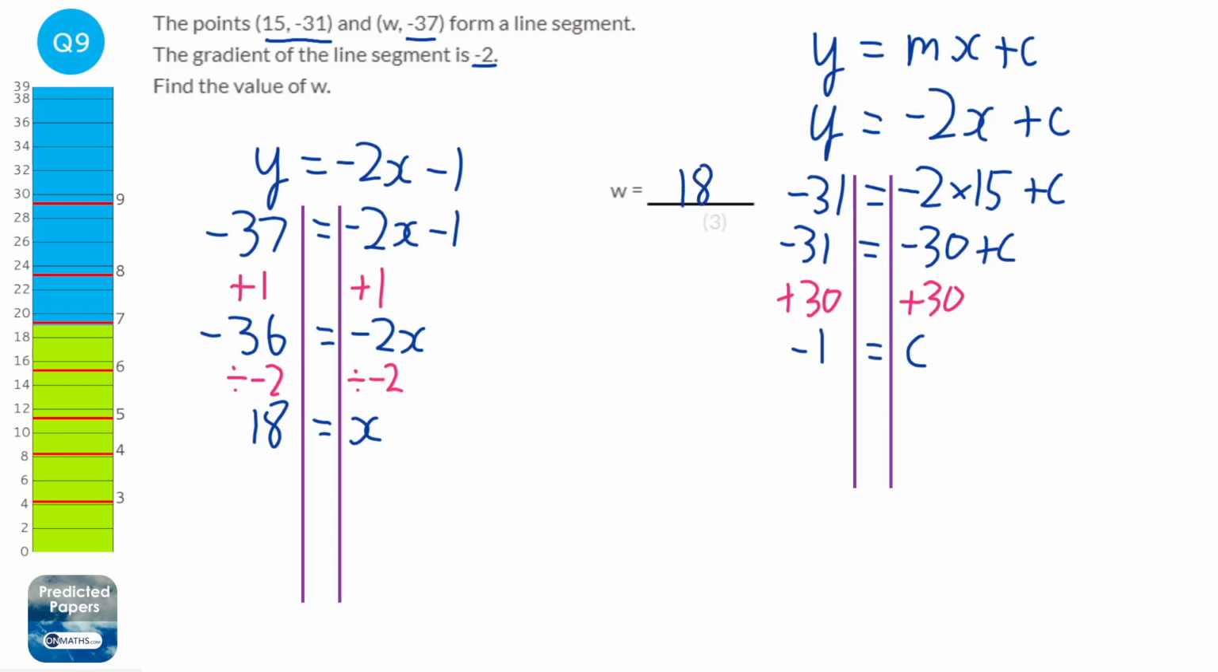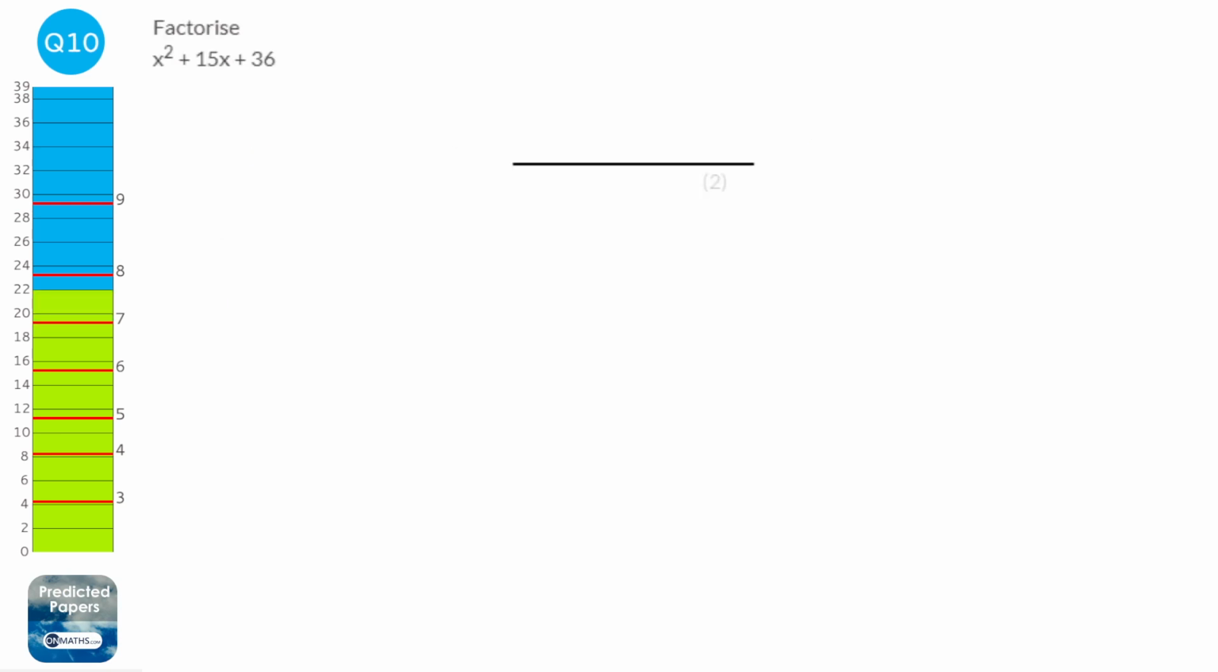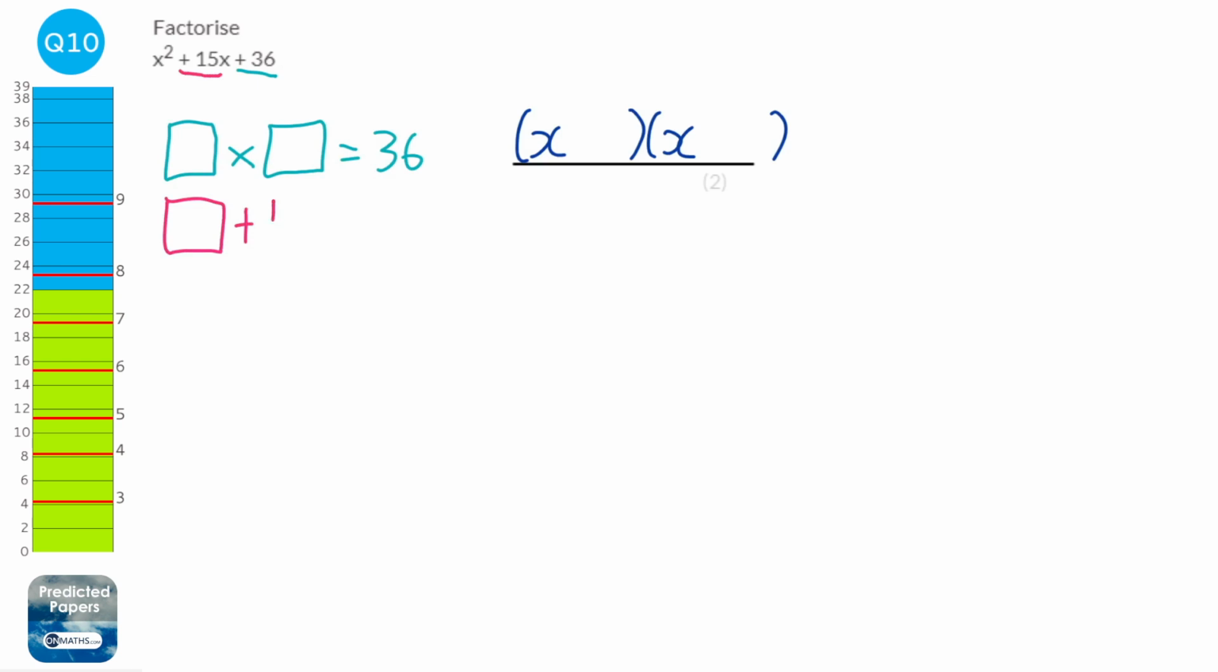So w is 18. So here we're asked to factorise a quadratic, and our answer will be x plus or minus something, x plus or minus something. So it'll be 2 sets of brackets with an x at the start. Okay, so to be able to find out what's in the bracket, we look at the 36 there, and we know that we're going to have to multiply two numbers together to make that 36. And we look at the coefficient of the x, that 15, and we know we're going to have to add these numbers together to make that 15.